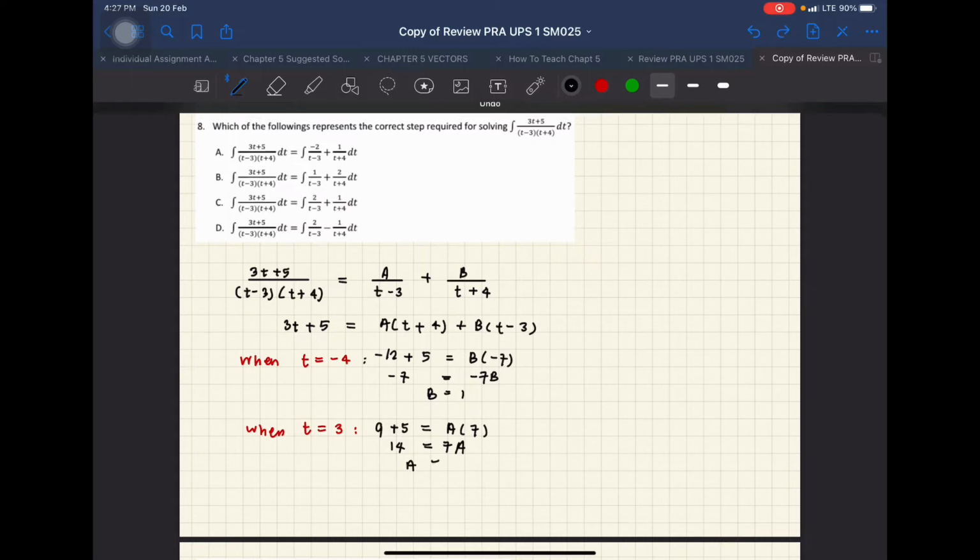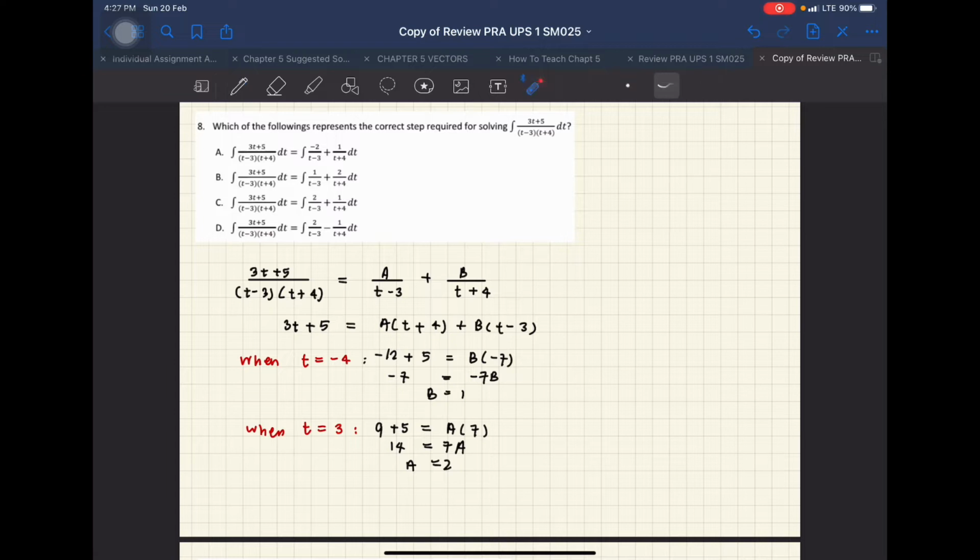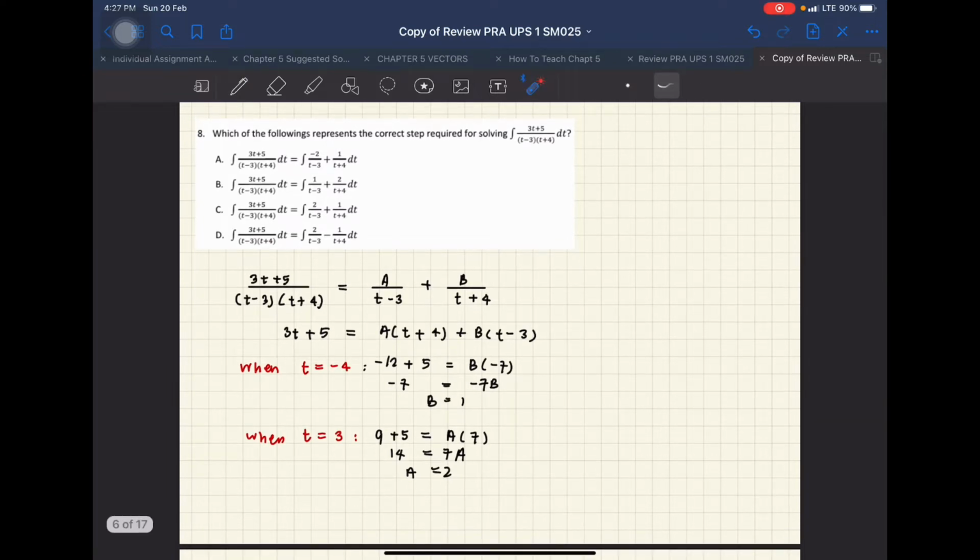Okay, so awak boleh tengok terus dekat jawapan awak sebenarnya. Okay, so A dia mesti 2. This must be 2. B must be 1. Okay, so 2 over t minus 3 plus 1 over t plus 4. This is your answer. C.